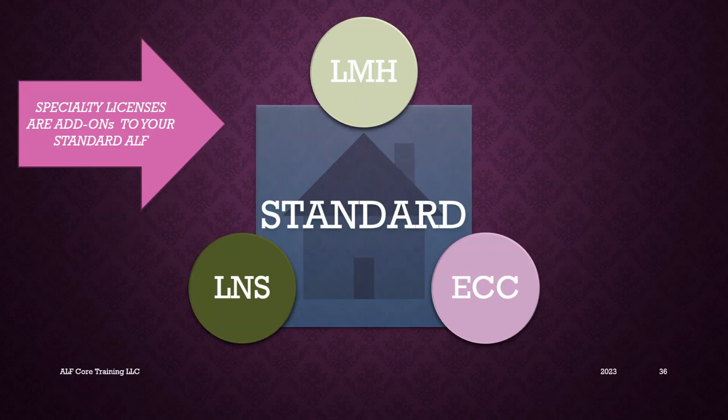So let's take a look at this image we have on the screen here. Specialty licenses are add-ons to your standard ALF. Look at the standard house in the back. That's basically your ALF. Any ALF would need that standard license. Now, if you see the circles, those are your specialty licenses. That's like an add-on to your standard. So you can have one or all of the specialty licenses, but just remember you all will need a standard license first.